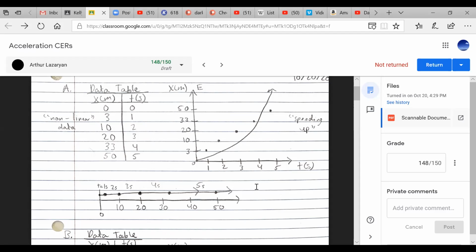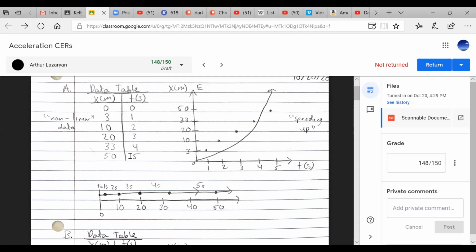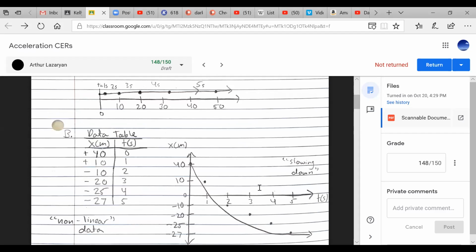So this is what we should have here. So if you got something like that and your data table shows an increasing gap, you're good to go. We did this also in class. Situation B, a car slowing down, moving from east to the west. So we're going to cross a barrier, as I say here in the hint.